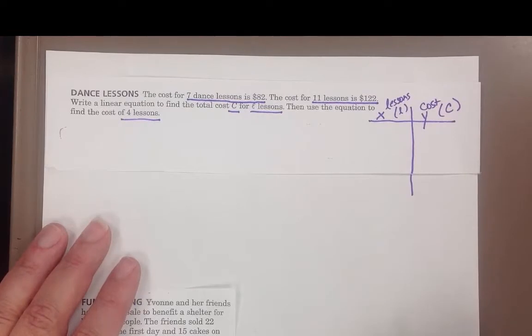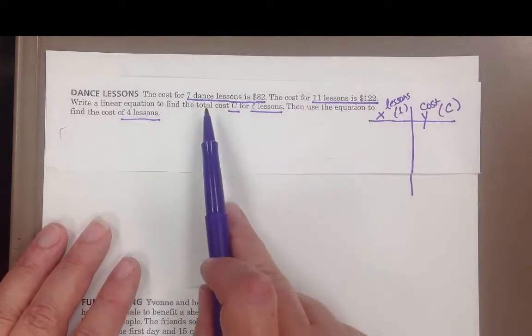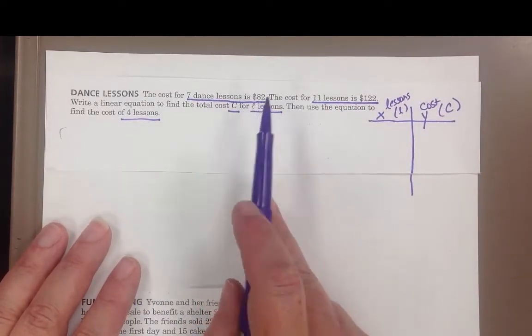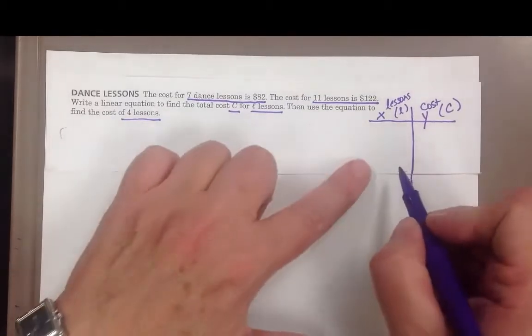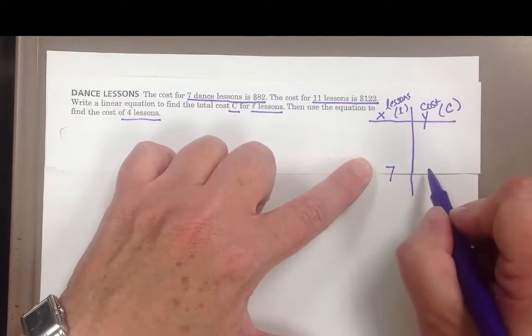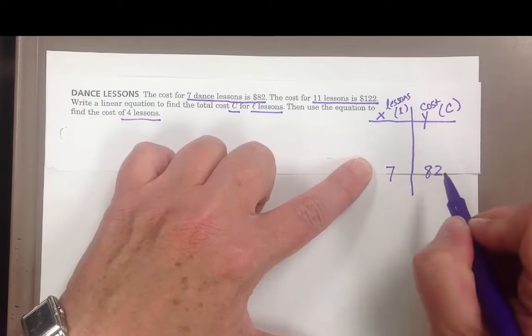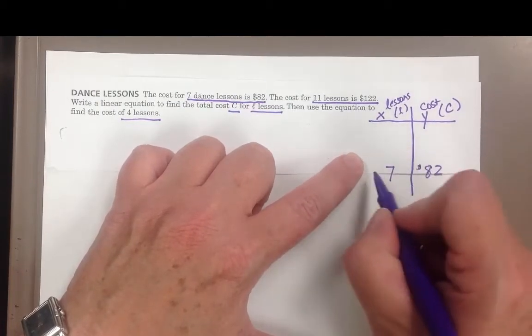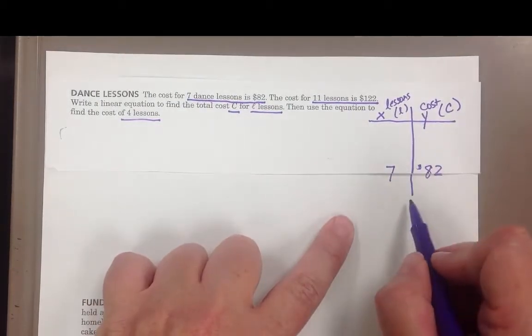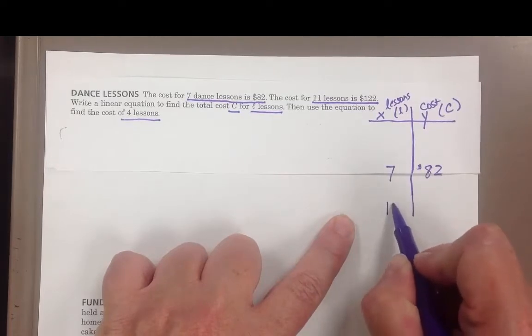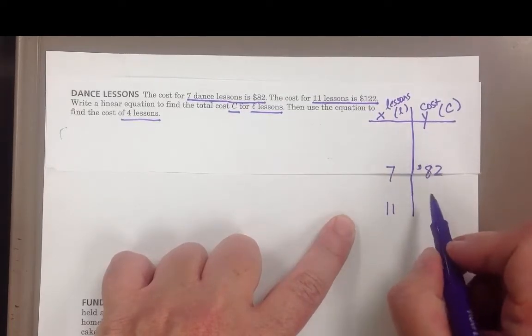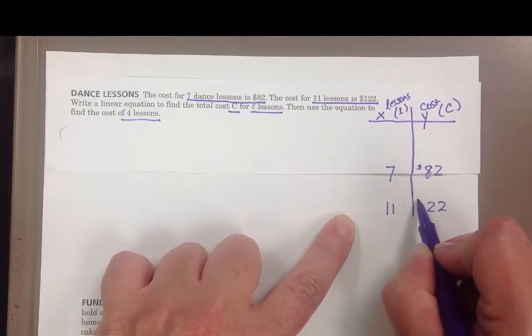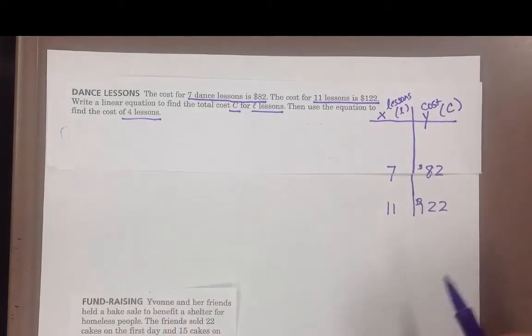Okay, so what do I know? I know 2 things from this problem. I know 7 dance lessons cost me $82. Okay, so there's 7. It goes with 82. And I know 11 cost them $122.